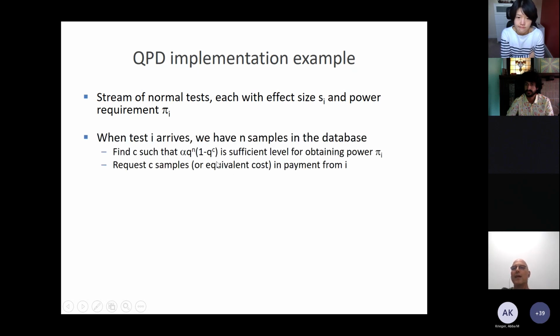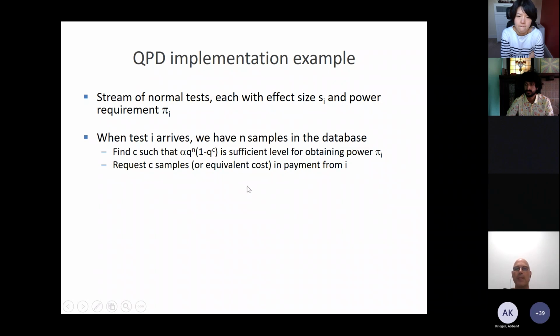And what we do is, when test i arrives, we have some n samples at that point in our database. We find what c is such that, if we think of our current alpha pool as alpha times q to the n, then alpha times q to the n times 1 minus q to the c is a sufficient level to obtain the required power. And c is actually going to be the cost, because we will need to add the c samples. Then we're going to have n plus c samples, and we're going to have remaining pool alpha times q to the n plus c.